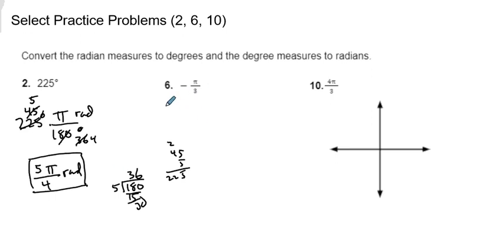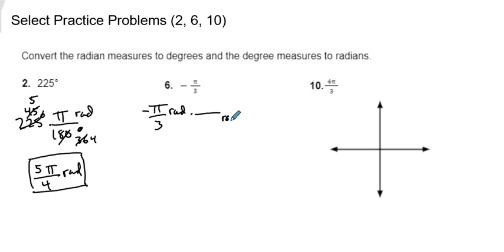All right, so next one, 6. I'm going to clean up, make some room here. For 6, we have negative pi over 3 radians, and we are going to degrees. So this is radians, which means when we multiply, we have our radians on the bottom so that they cancel, and then we're going to degrees. Put in your numbers: the pi goes here this time, and the 180 goes up here.